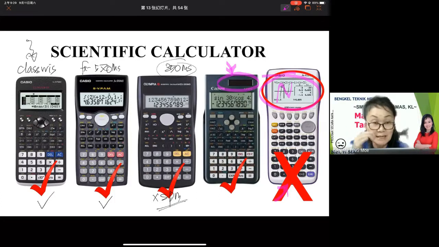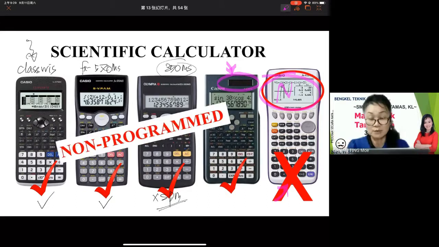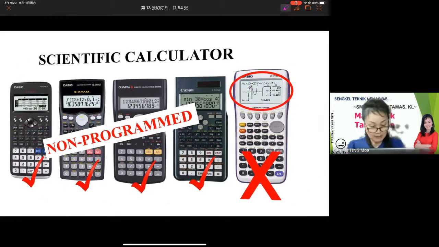Okay? When the screen of your calculator can project or give you the sketching of the graph, it is not allowed in exam. Because in exam, the question will ask you to sketch. If the calculator is giving the sketching already, what else is there to test you? That's why this is not allowed. The fifth calculator cannot be allowed. So this is what we call a non-program calculator. So calculator part settled. No more problem after this.